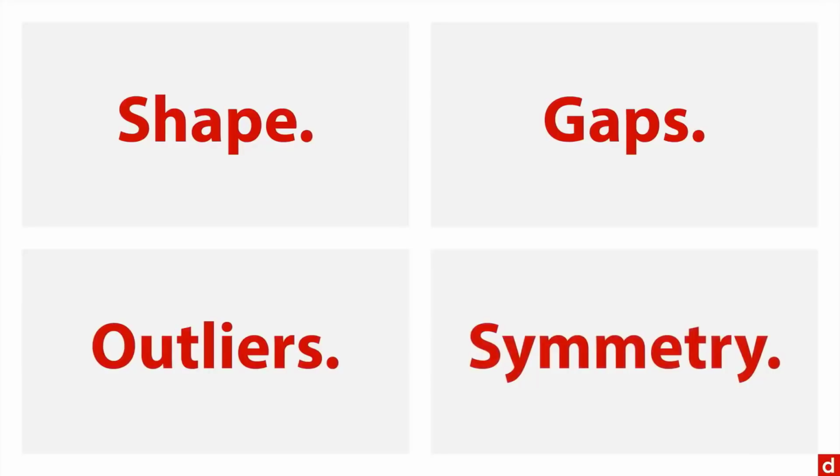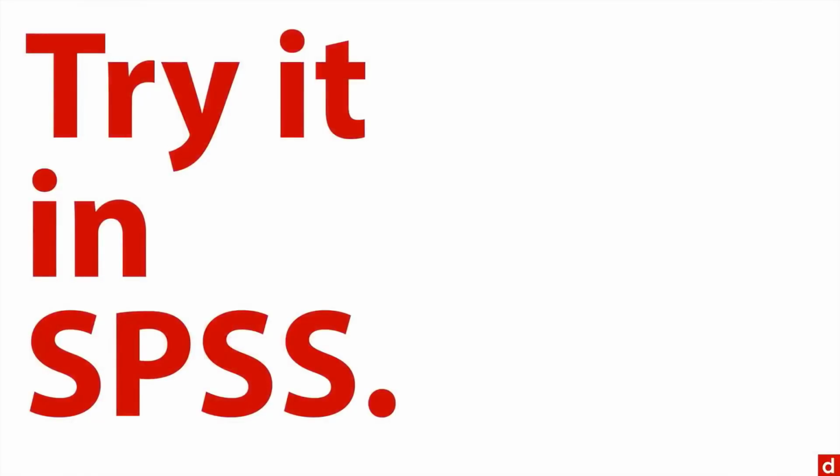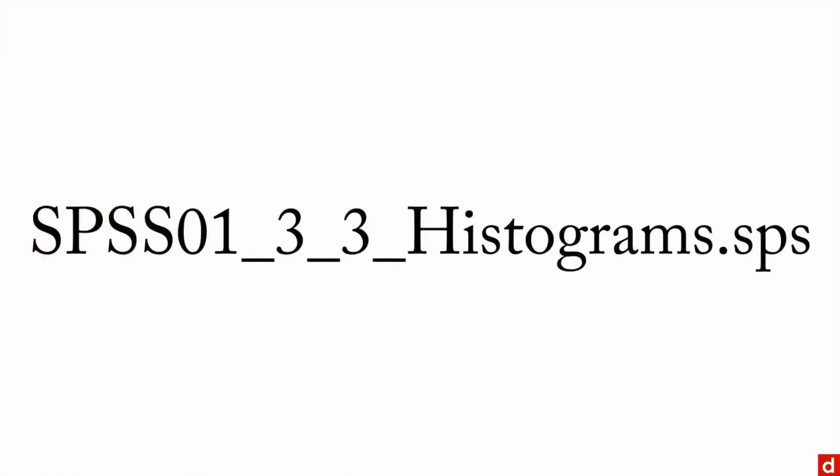Is your data symmetrical? There are a lot of different things that you could look for, and some of these are going to have a lot of influence on your analyses. So it's important to take a look at the data, and a histogram will give you a great impression of a quantitative or scaled variable. We'll try it in SPSS. Simply open up this syntax file and we'll see how it works.